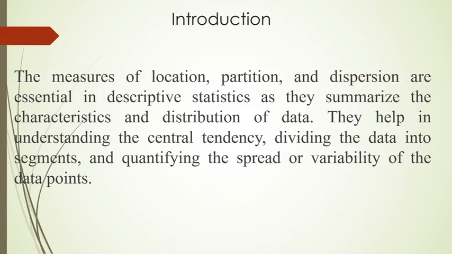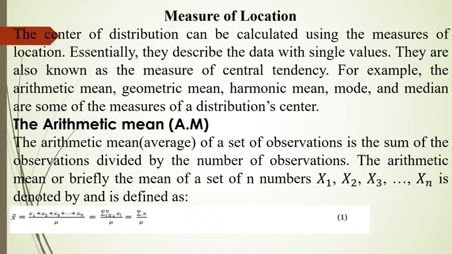Introduction. The measures of location, partition, and dispersion are essential in descriptive statistics as they summarize the characteristics and distribution of data. They help in understanding the central tendency, dividing the data into segments, and quantifying the spread or variability of the data points. Now, in our study material given to us, we see that study section 2, unit 1 is measure of location. So now we are in study section 2, unit 1.